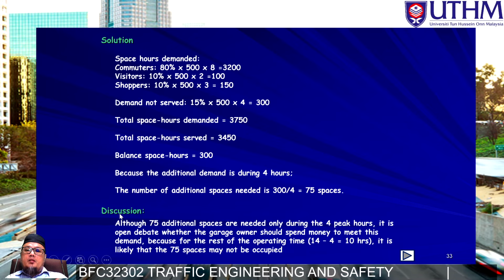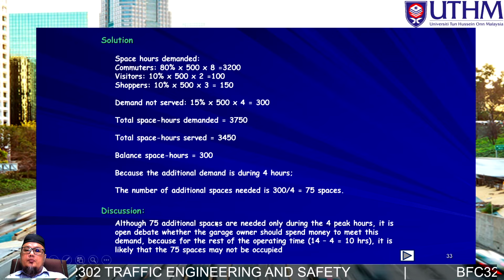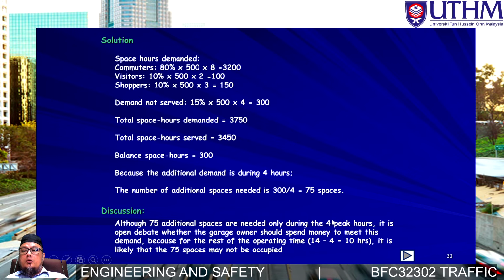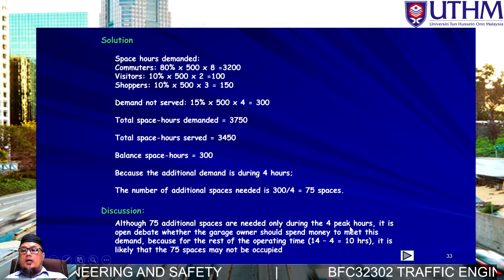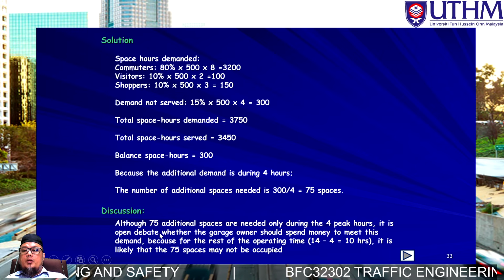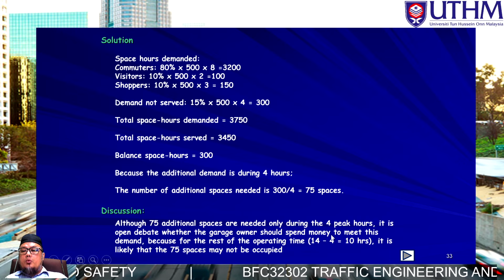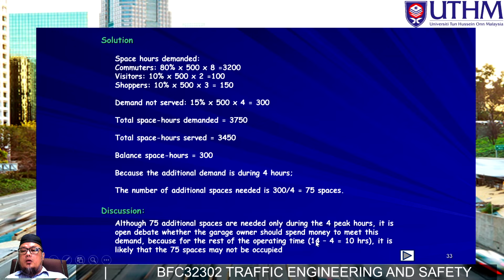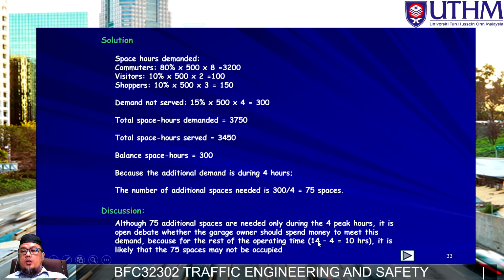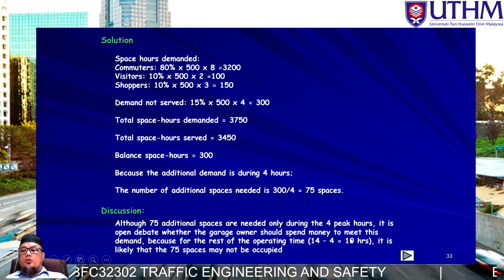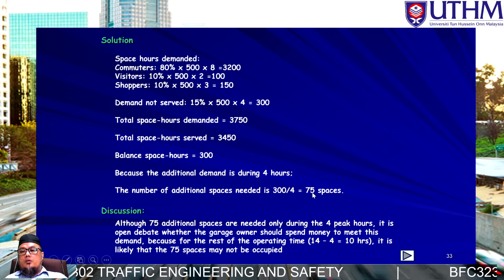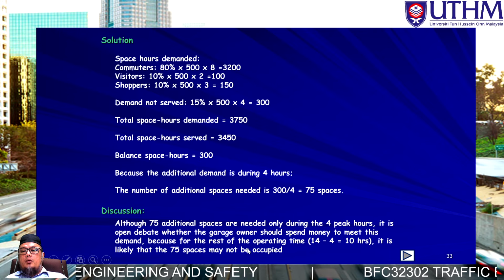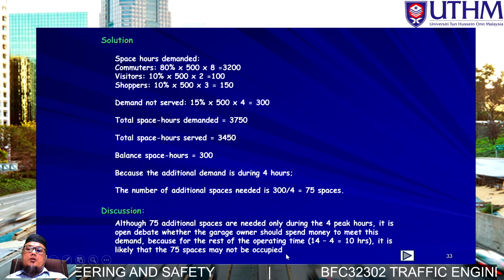Okay, but in the discussion, although 75 additional spaces are needed, it's only during peak hours, only 4 hours. It is an open debate whether the garage owner should spend more money to meet this demand, because the rest of the operating period, 14 hours deducted by 4, so 10 hours remaining, is not being used, because the demand is only 4 hours. It is likely the 75 spaces may not be occupied, so it's a kind of wastage.